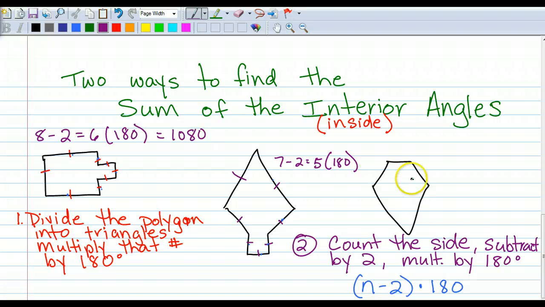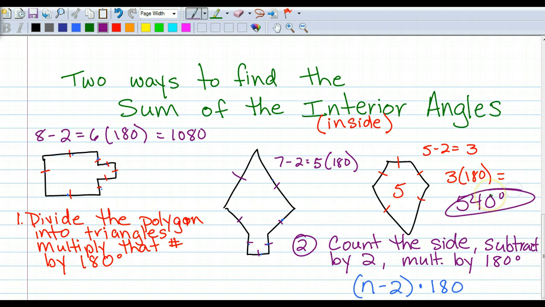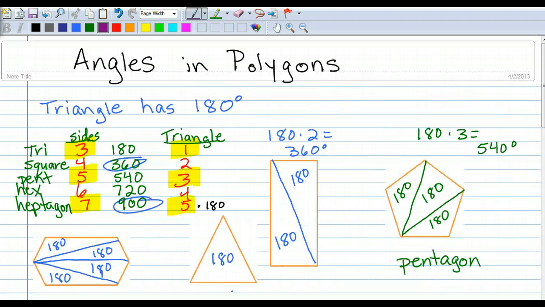Alright, you try that one. Count up the sides, subtract by 2, multiply by 180. Has 5 sides. 5 minus 2 is 3. 3 times 180, did you get 540 degrees? Let's go back and check our chart to see if that's what we got before. Yep, all pentagons. And any pentagon, a polygon with 5 sides, is going to have 540 degrees.